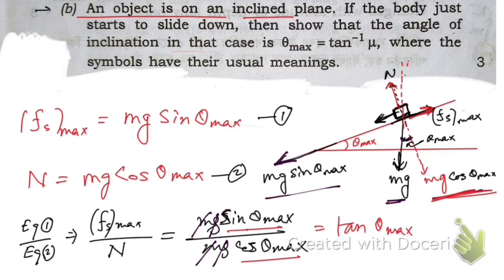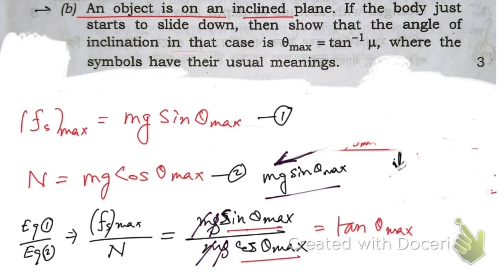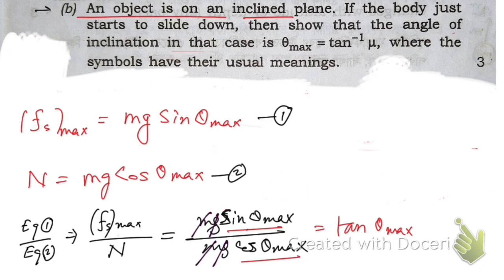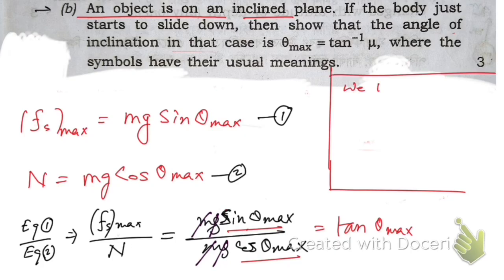Sorry. So now you see, let me clean this first. Pause the video and draw this diagram. Now you see what we can do. We know that Fs max is equal to mu into N. N is the normal reaction force.